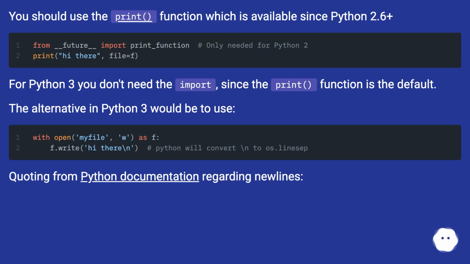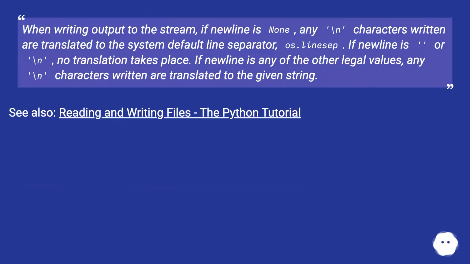Quoting from the Python documentation regarding newlines: When writing output to the stream, if newline is None, any \n characters written are translated to the system default line separator, os.linesep. If newline is '' or \n, no translation takes place. If newline is any of the other legal values, any \n characters written are translated to the given string. See also, reading and writing files, in the Python tutorial.